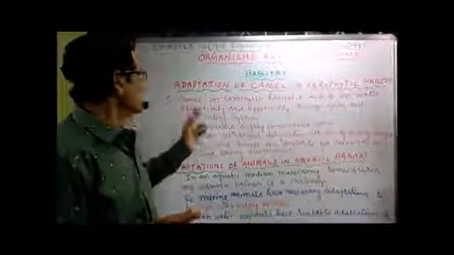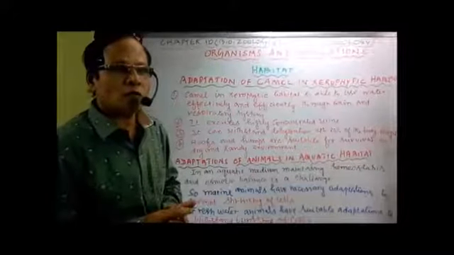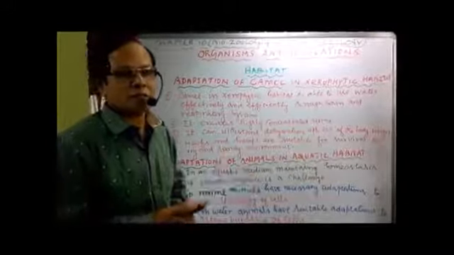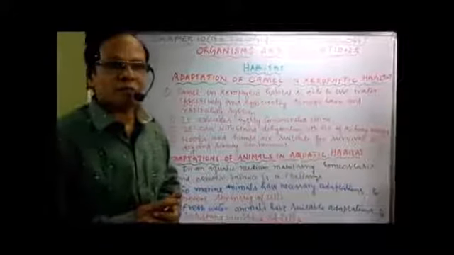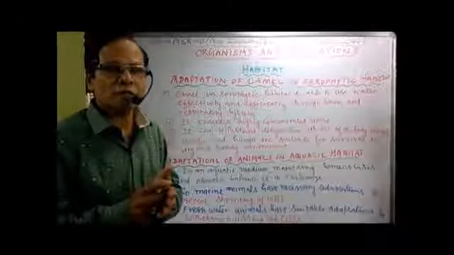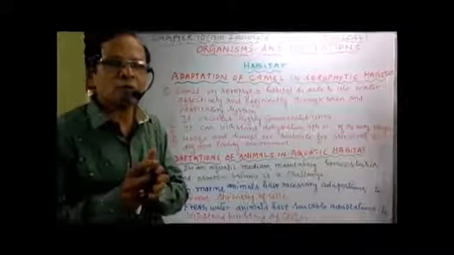Let's take first the adaptation of the camel in a xerophytic habitat, because it lives in the desert, with arid conditions where the availability of water is less. Number 1, the camel in a xerophytic habitat is able to use water more effectively and efficiently, through its skin and respiratory system. To conserve water and prevent its elimination, it excretes highly concentrated urine, what is called hypertonic urine, that means with a smaller amount of water. The next one, it can withstand dehydration up to 25% of the body weight. When there is a loss of water from the body, it can withstand a loss of up to 25% of the total body weight.